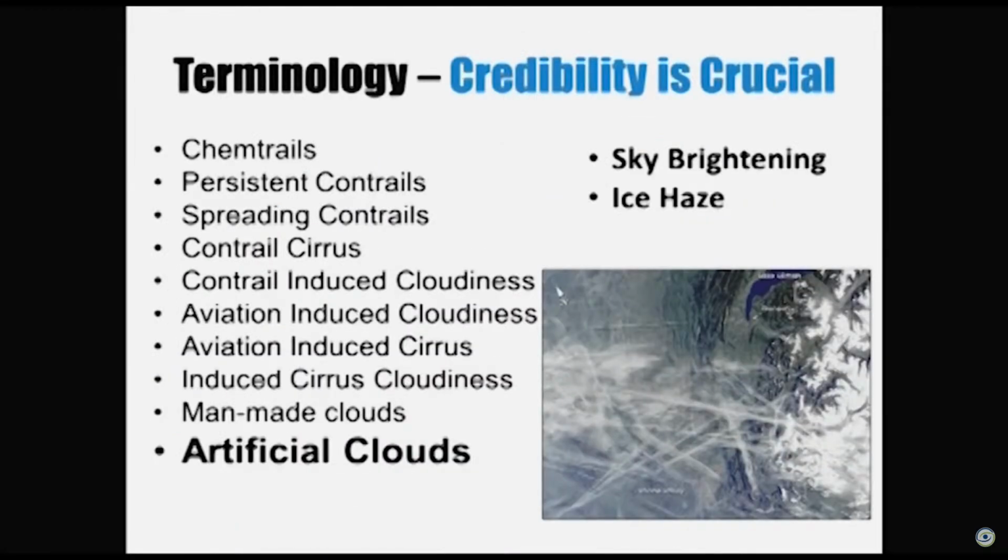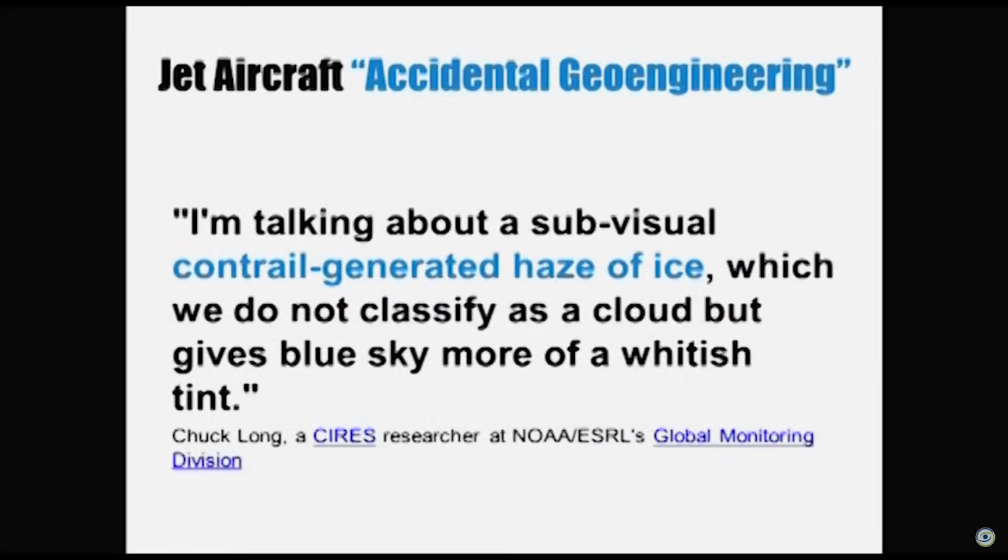So let's get real about chemtrails because credibility is crucial. Chemtrails, persistent contrails, spreading contrails, contrail cirrus, I could go on all day. I like to call them artificial clouds. But that's the actual terminology used by the individuals who study this phenomenon. So at this point, it's not even argumentative. Chuck Long from the Earth System Research Lab Global Monitoring Division said that we are accidentally geoengineering our planet with contrail-generated haze of ice, which is subvisual. It's basically whitening our skies.